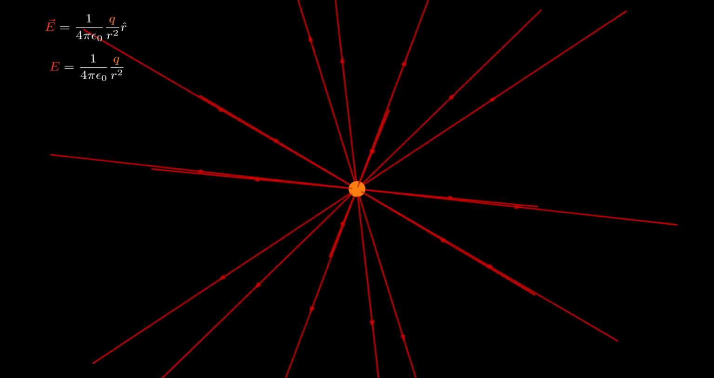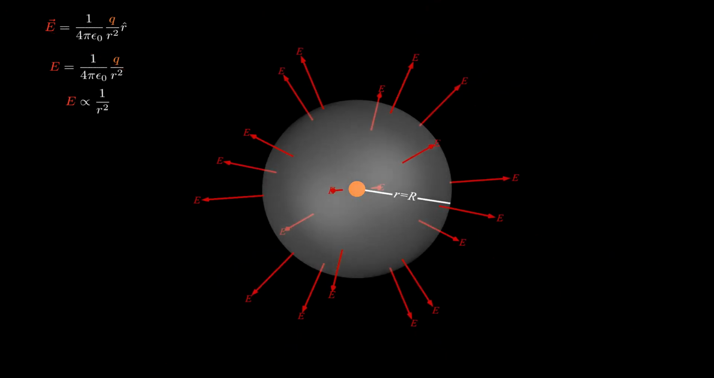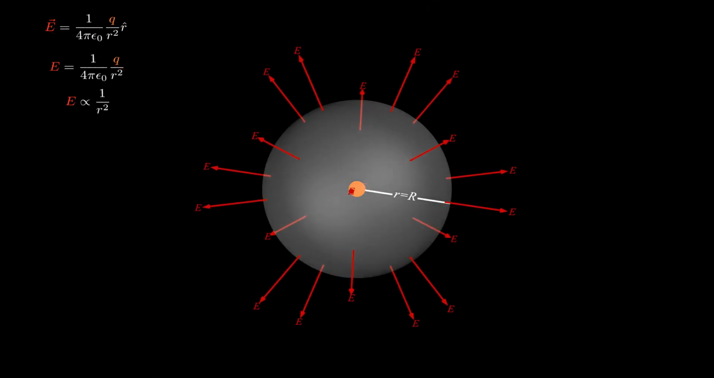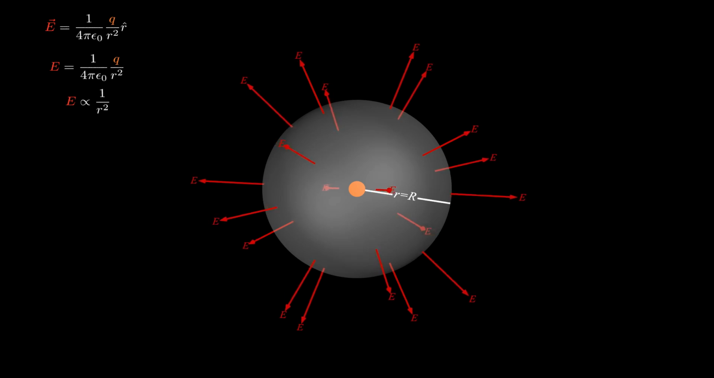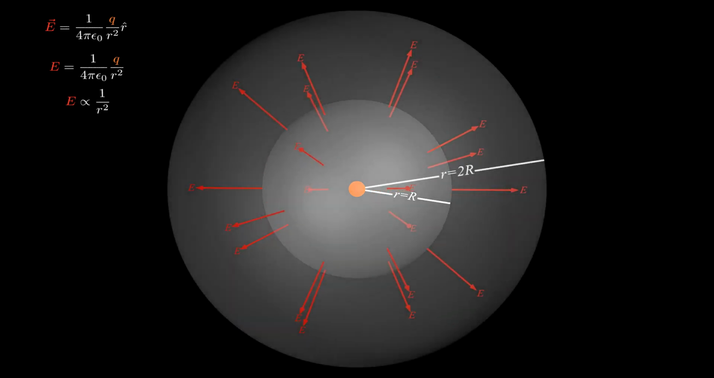To start our derivation of Gauss's law, we begin with a single positive point charge. The point charge has spherical symmetry. The charge produces an electric field that is radially outward and spherically symmetric. The electric field strength decreases with 1 over the square of the distance.